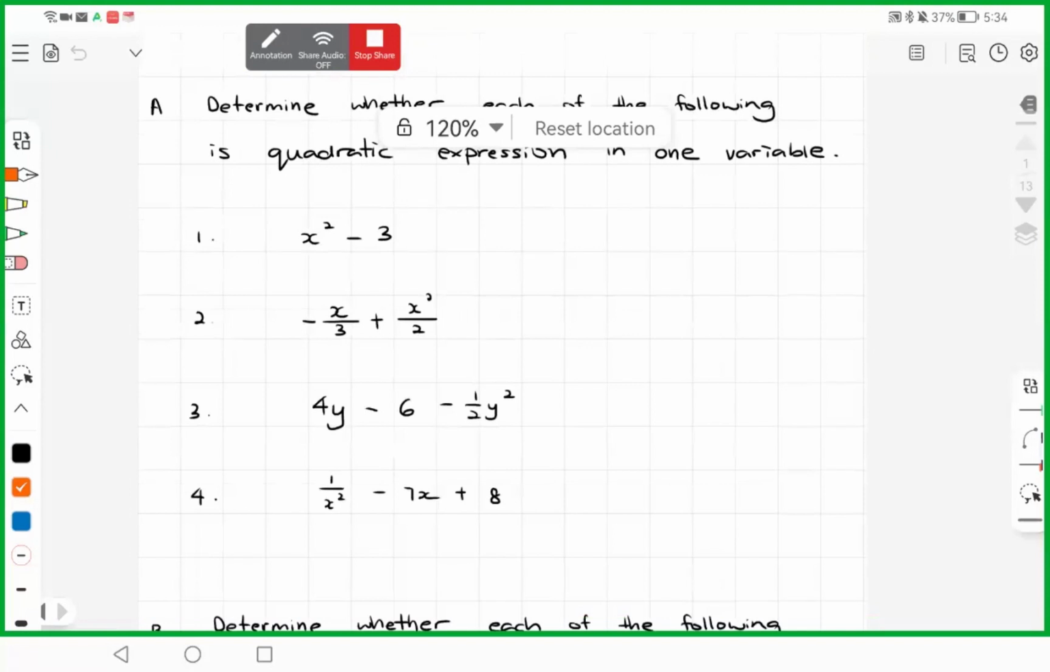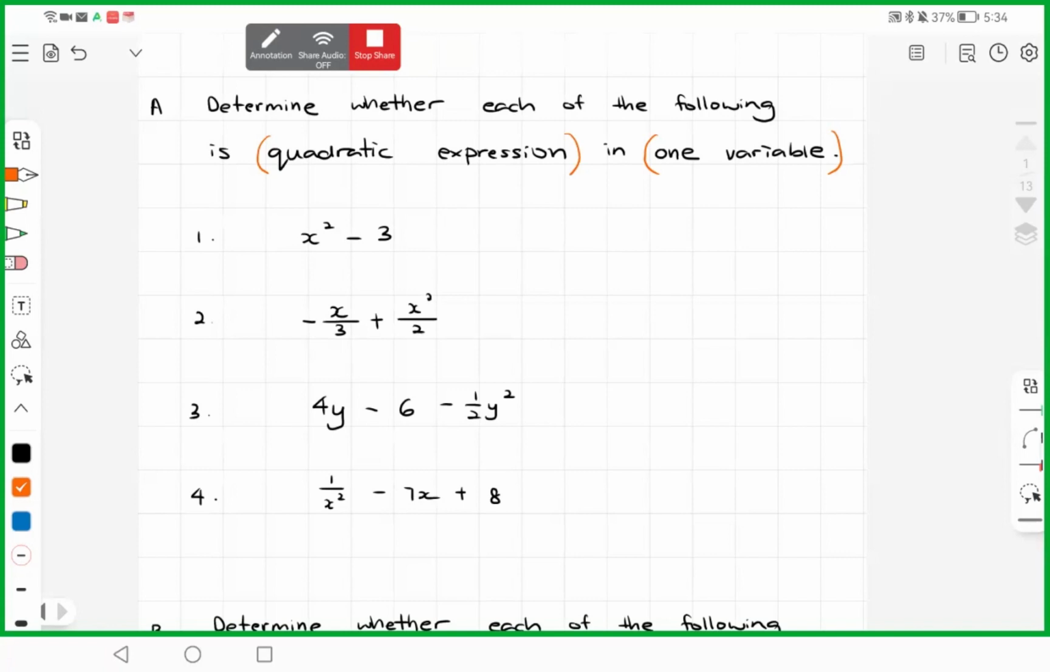Here the question: determine whether each of the following is a quadratic expression in one variable or not. Yes or no. One variable means only one alphabet, like only x. Then it's one variable. If you have x, y, meaning we will have two variables.